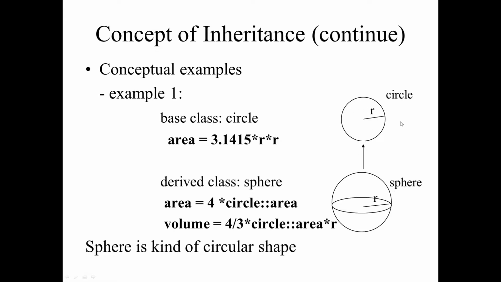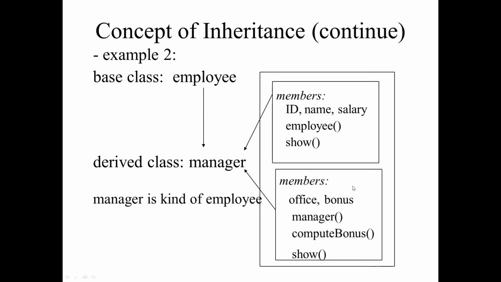So if we have this base class circle and we have this area calculated earlier, this calculated area data I am going to reuse in my derived class sphere. So the time required to do this calculation will get reduced. I am going to use the properties of the base class here two times, to calculate the area as well as to calculate the volume of the sphere. A sphere is a kind of circular shape which has certain properties of the circle. So all those properties of the base class get transferred into the derived class.